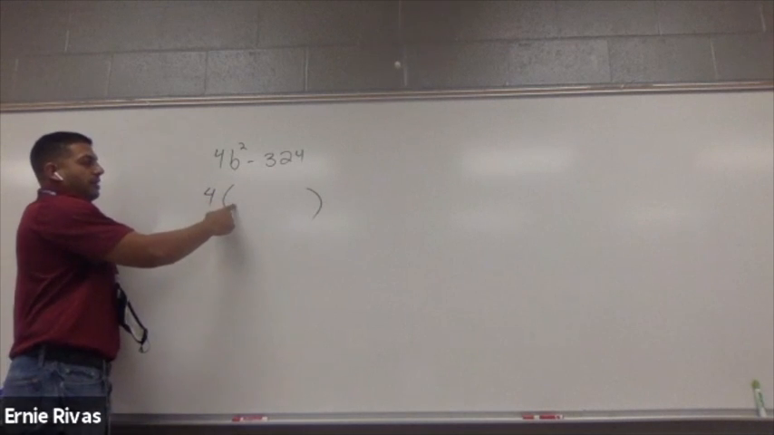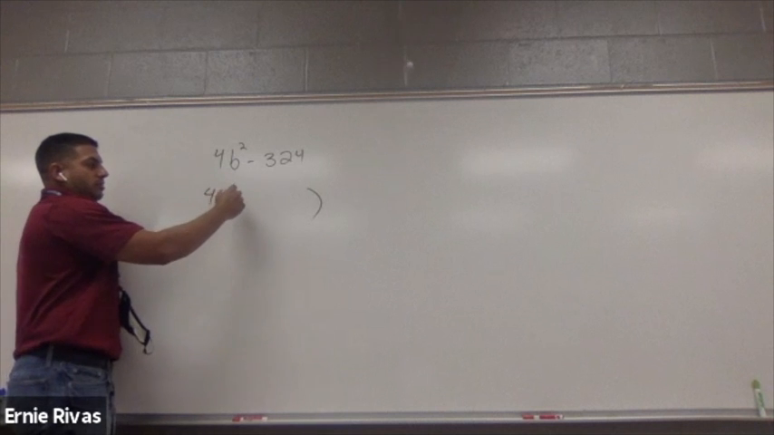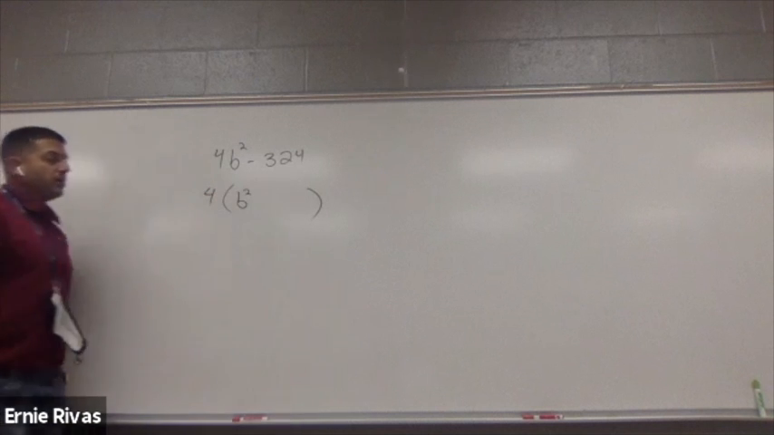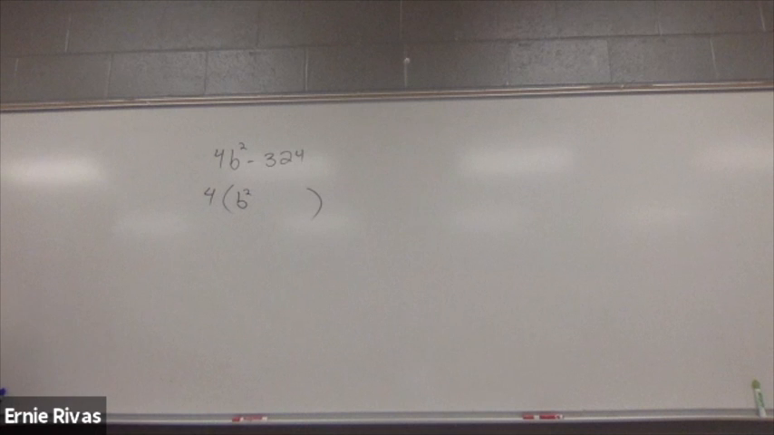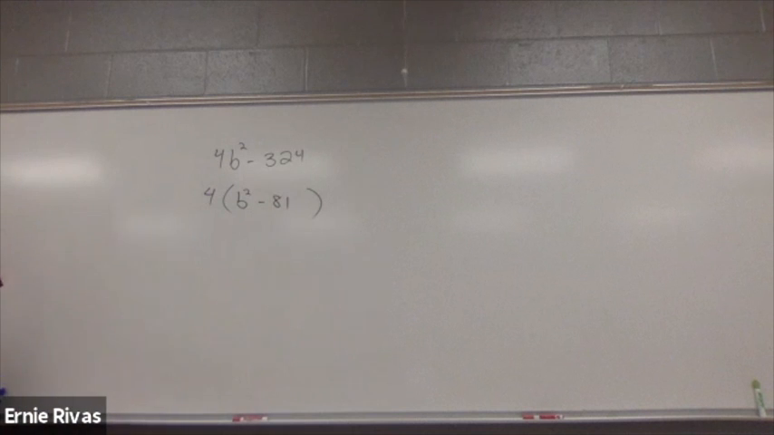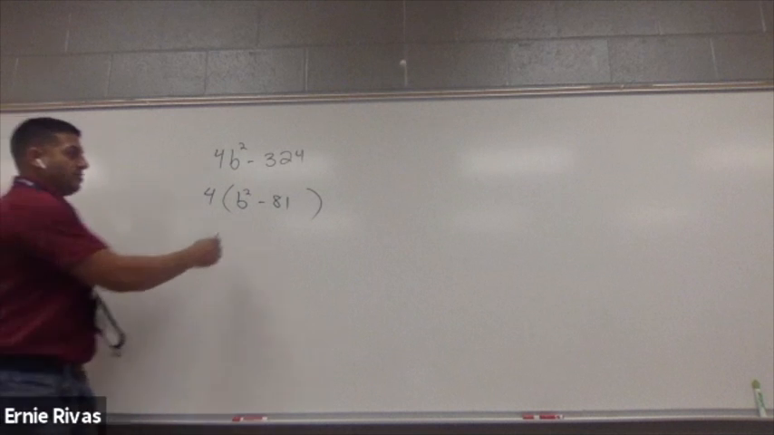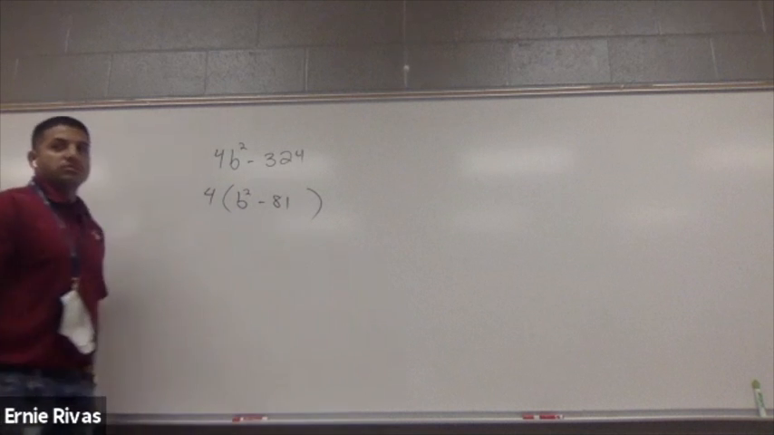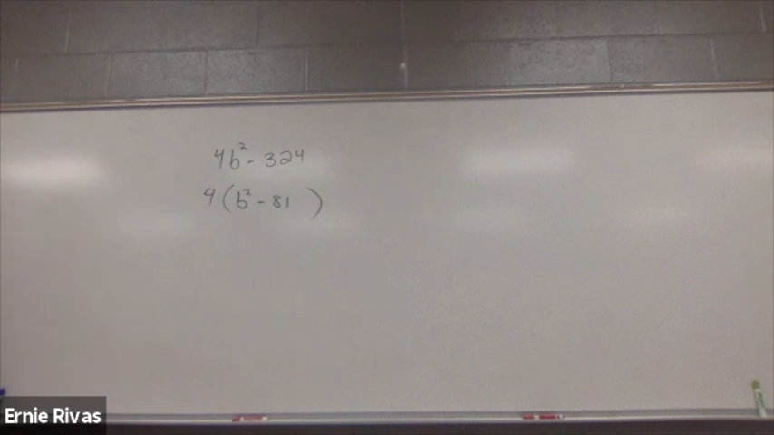So what are we going to multiply 4 by to get 4b squared? b squared, right? What are we going to multiply 4 by to get -324? -81. Now, the directions are factor completely. So whatever's left, we have to think about, can we factor still? And a lot of the time, the answer is no, I'm done, just like the first one we just did.